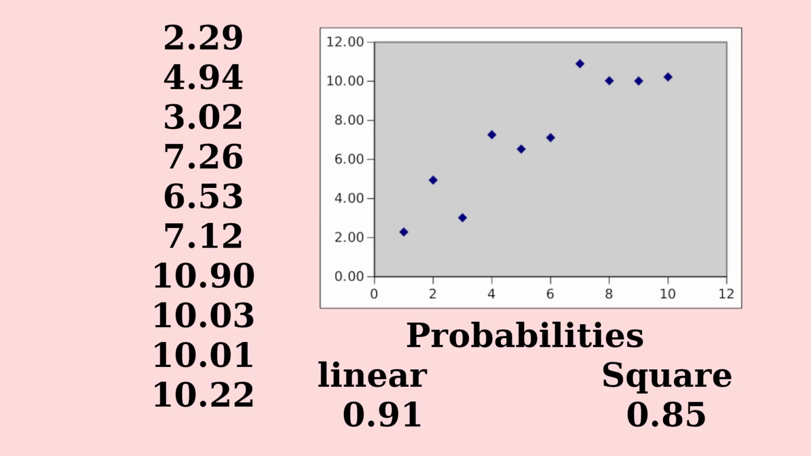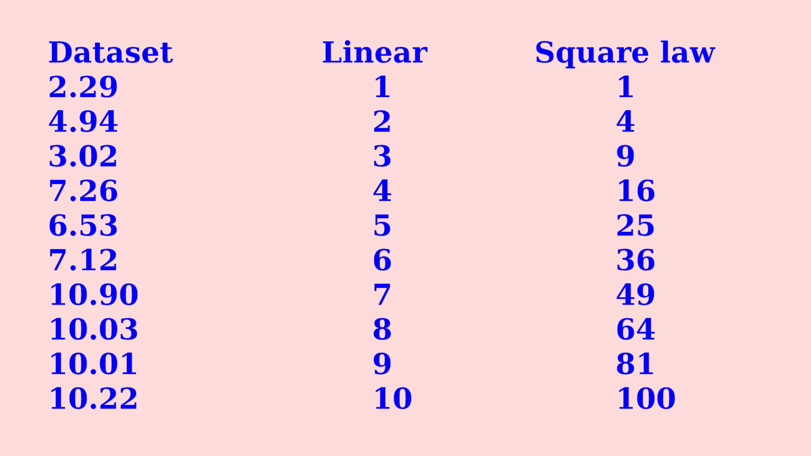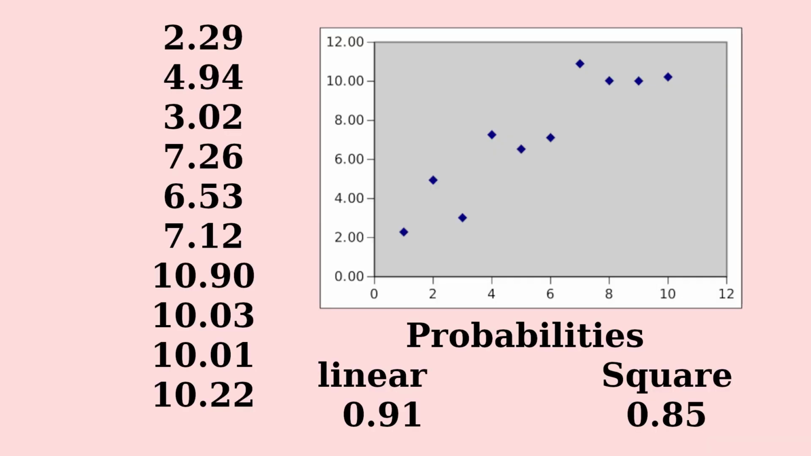Here are 10 scumbled up values slightly randomized from a linear function. Set up a simple linear function with a count from 1 to 10. Set up a simple square law function by squaring 1 to 10, getting 1 to 100. The correlation coefficient between the data set and the linear function can be thought of as a probability that the trend is linear. The correlation coefficient between the data set and square law function can be thought of as a probability that the trend is exponential.